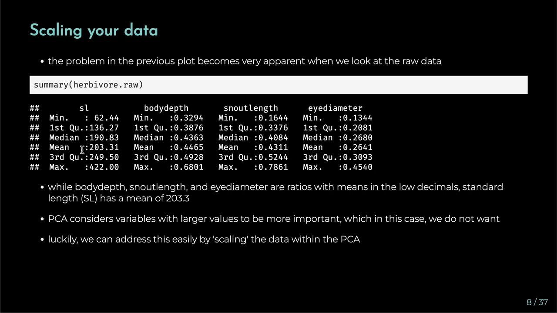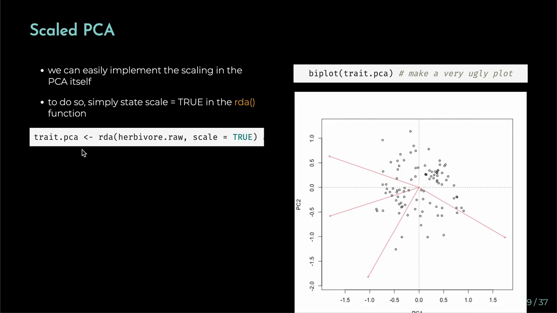And PCA naturally considers variables with larger values to be essentially more important, and we don't want that in this case. So we can address this easily by scaling the data within the PCA. This is equivalent to that normalization step that we've talked about in class, which is the first step of the PCA, where we just shift everything to be 0. And this is how it's done. You just set scale equals true.